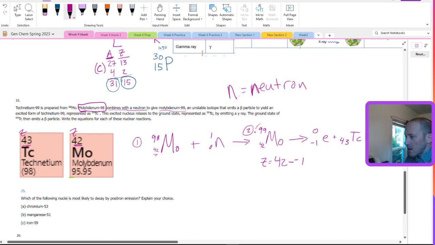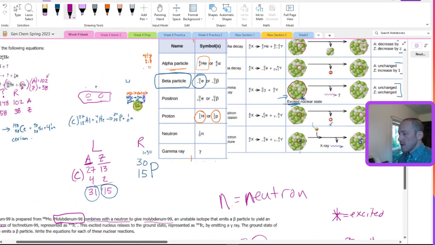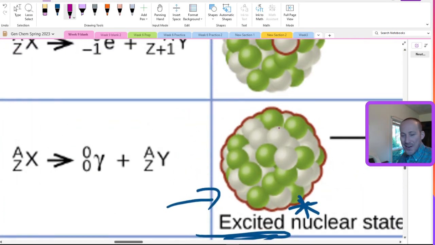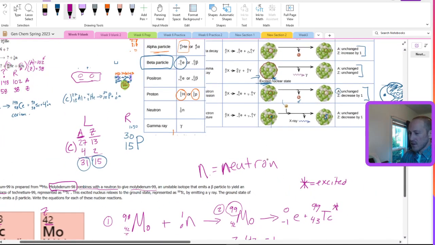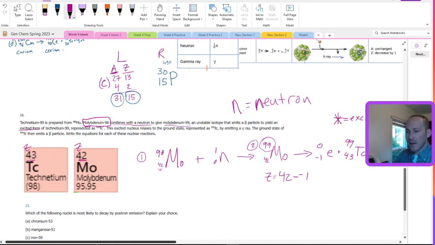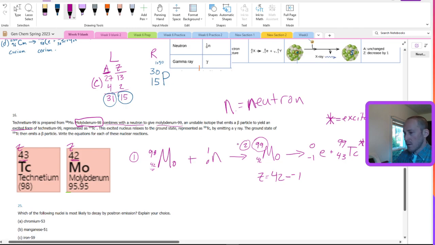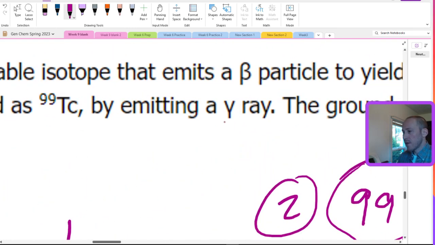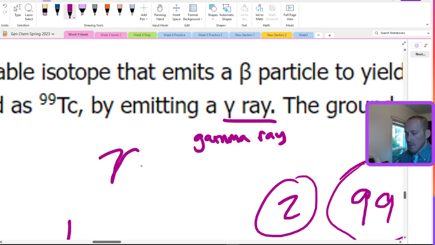And it's already 99. But it says it is the excited form. Right, it's agitated. It's as illustrated here. It has an angry red line around it. It's excited. Ugh. It's so frustrated and anxious, and it really just wants to get rid of some energy. How does it do that? It is probably going to emit a gamma particle. That looks like it says Y ray. It says gamma ray. Gamma.